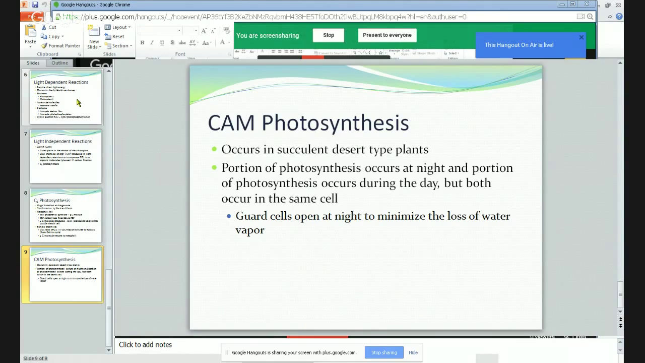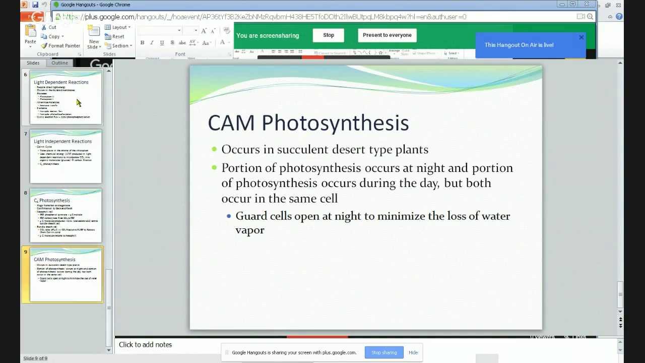So, with these guys, very much desert plants, desert type plants. And so, the reason why these are even more so different than the other 2 types of photosynthesis is because part of this photosynthesis actually occurs at night.